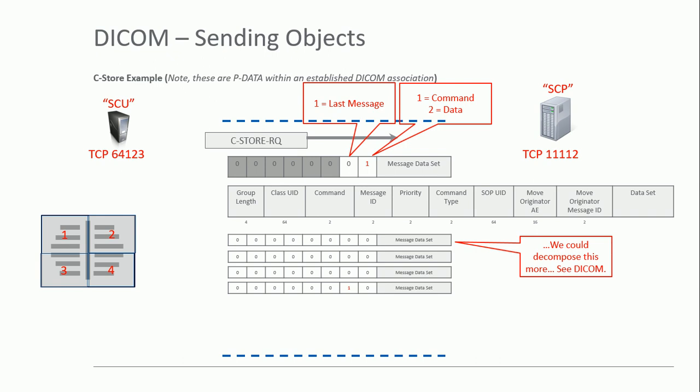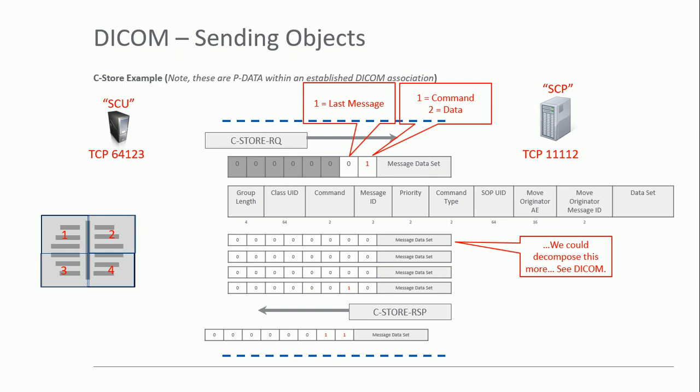Now my SCP is going to take all this information it got. It got the C-Store request and a whole bunch of data. It's going to put it all back together again, and then it's going to say, okay, this is successful, I have all this data. It makes sense, it passes whatever basic checks it might have, and it's going to send a C-Store response. That C-Store response is again going to be a command, so we set that to a 1, and it's going to be the last message, because it doesn't have anything else left to say.